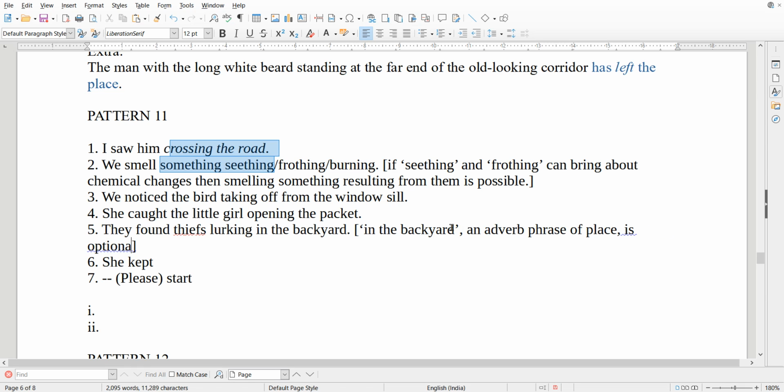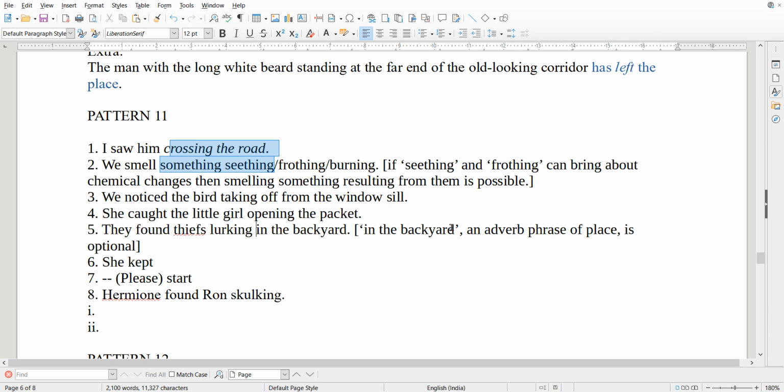For example, I'll give you another example. Hermione found Ron skulking. That's also possible. Skulking in his room, that's also possible. So in his room is optional. Similarly, in the backyard is optional.